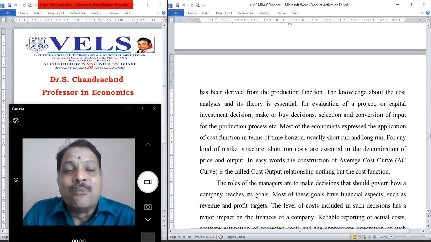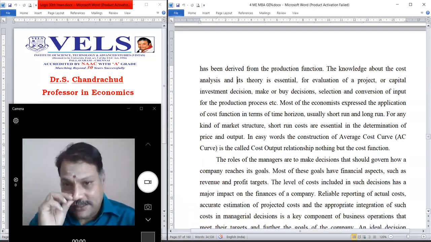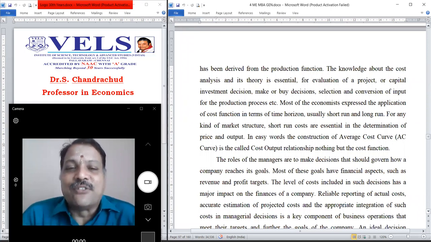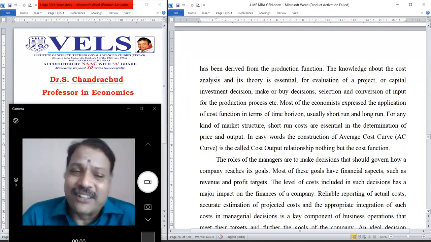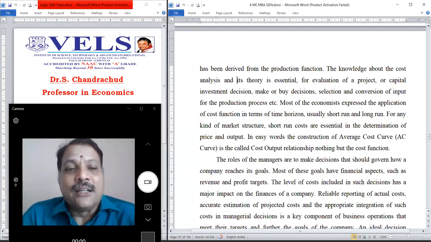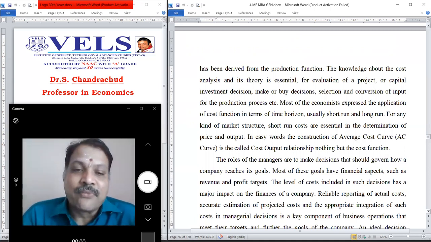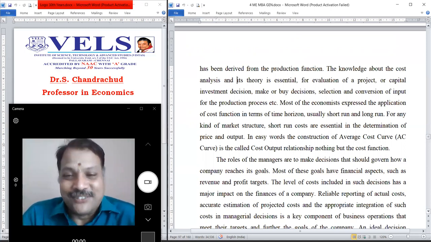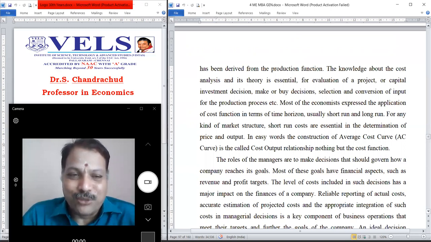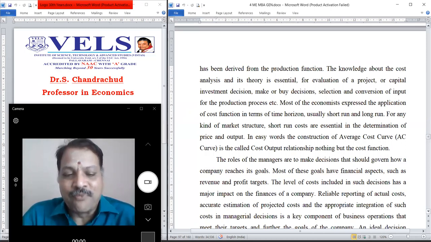Most of the economists expressed the application of cost function in terms of time horizon, usually short and long run. For any kind of market structure, short-run costs are essential in the determination of price and output. In easy words, the construction of the average cost curve, AC curve, is called cost output relationship, nothing but the cost function. Why is it so? The formula for average cost is total cost divided by output. So cost and output is there. So when you calculate the average cost, that itself shows the cost output relationship.